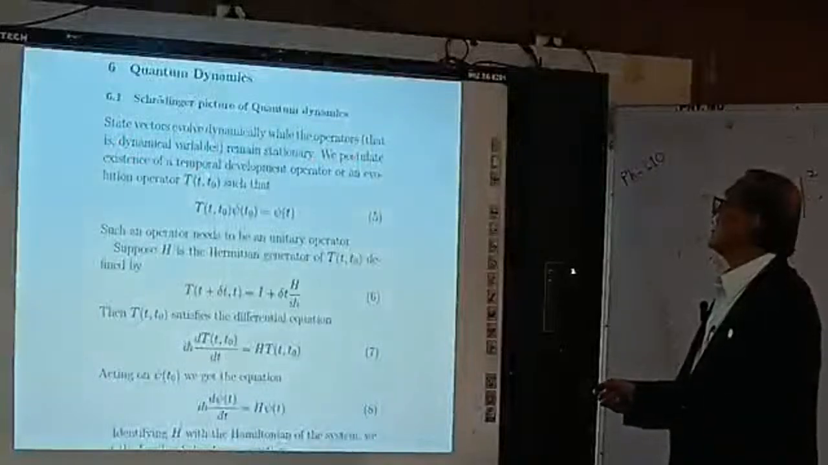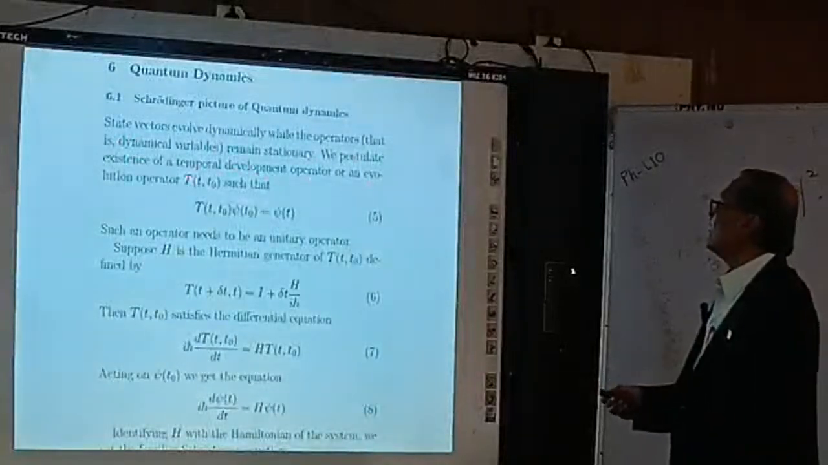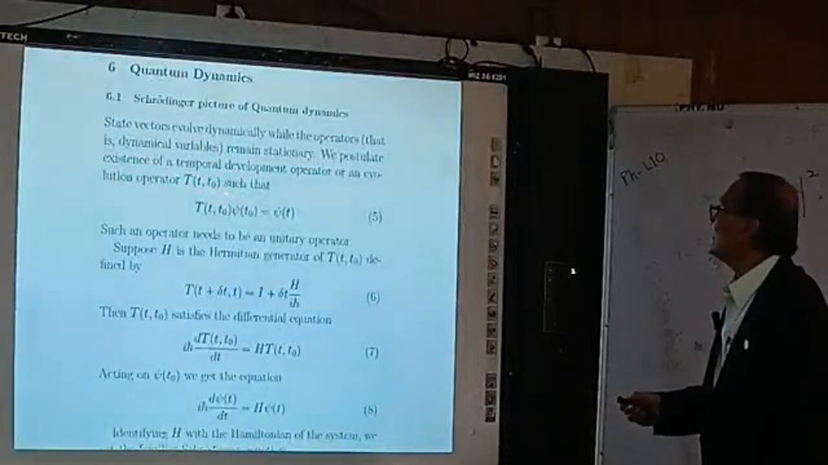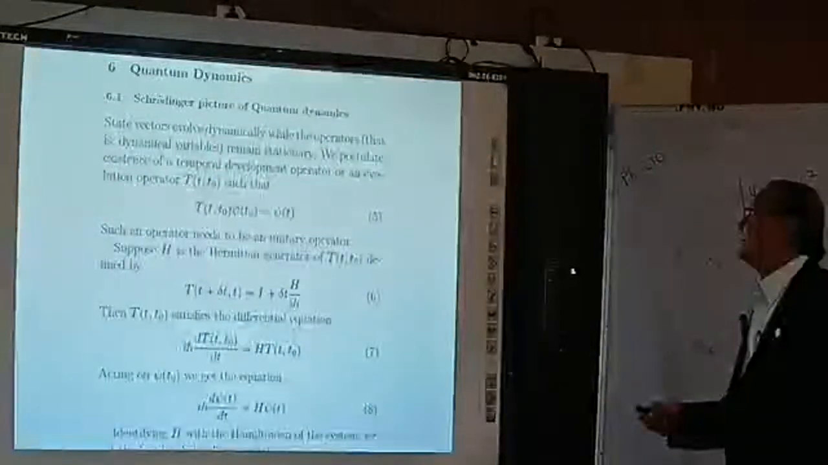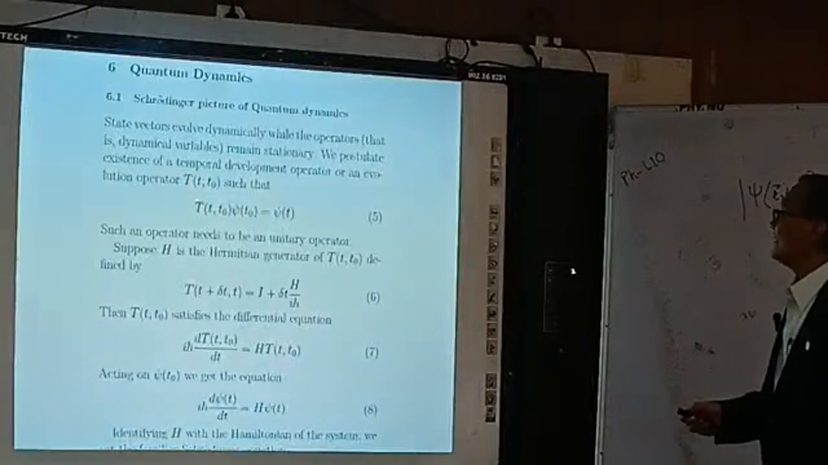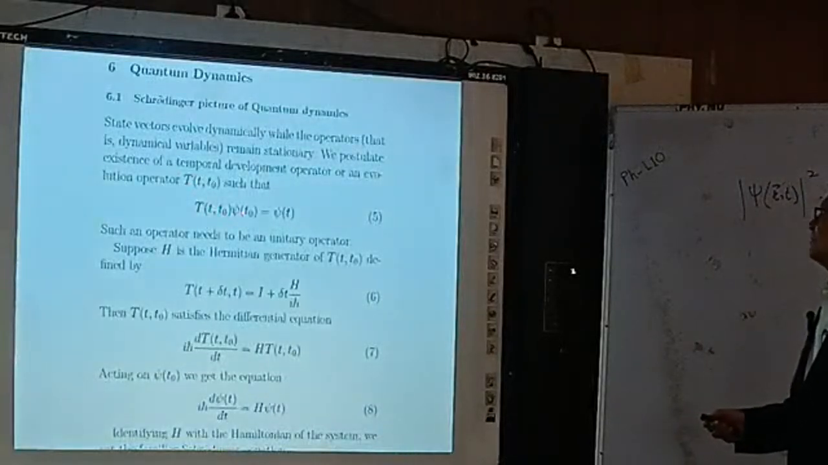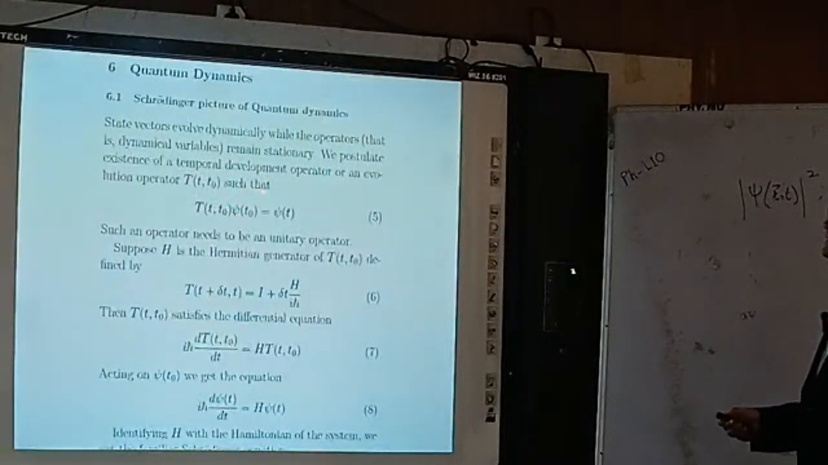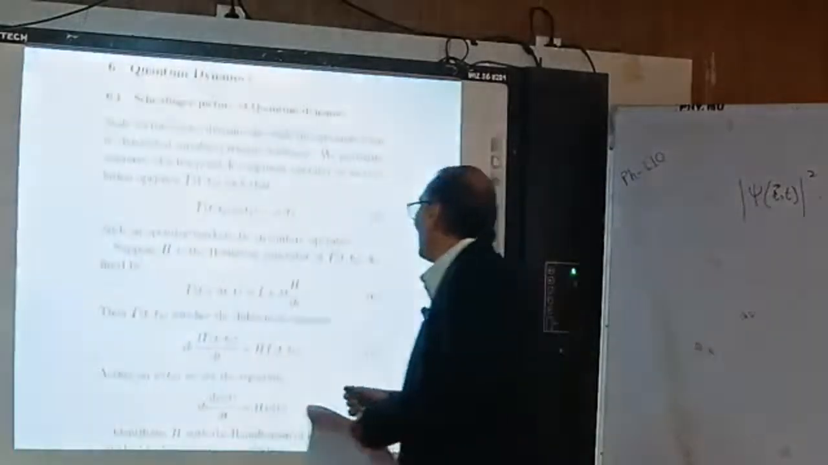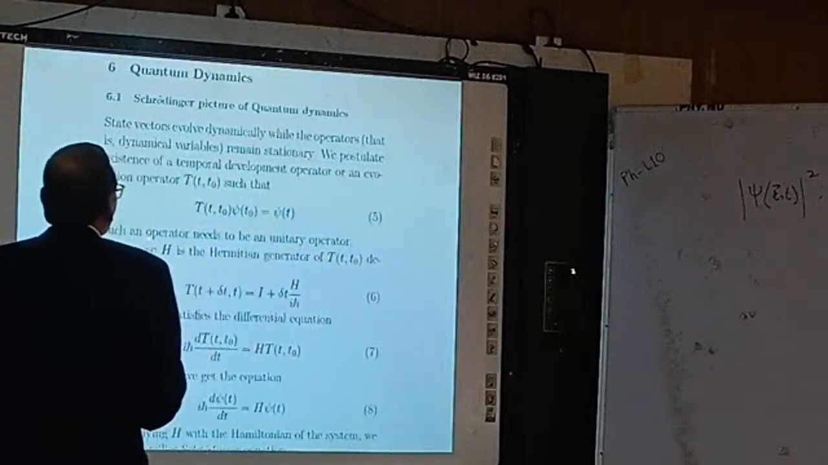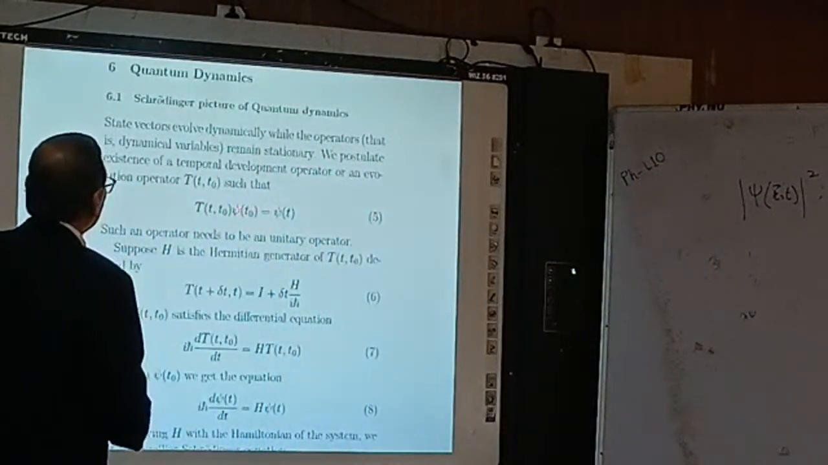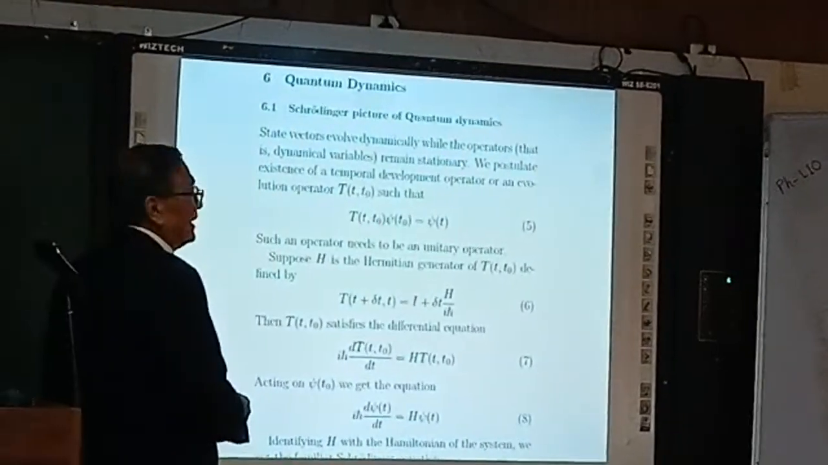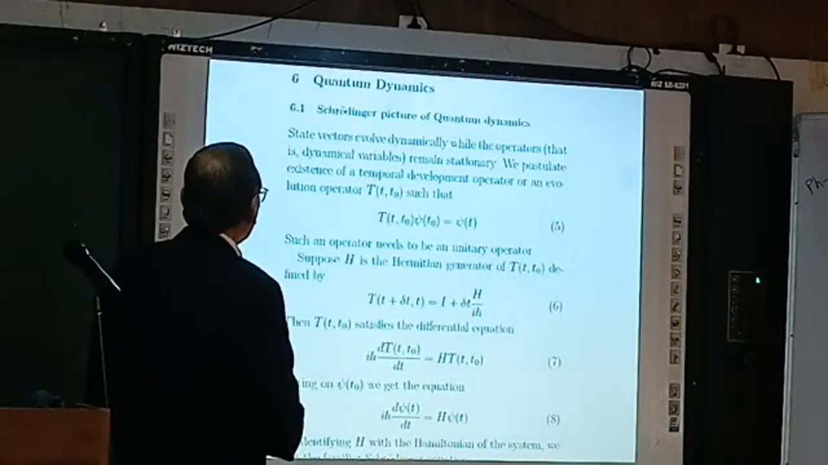We postulate the existence of a temporal development operator, or evolution operator, T(t,t0). So this is the temporal development operator. It is such that when it acts on the state vector at time t0, it gives psi(t). This operator has to be unitary. Then we can show it, right?